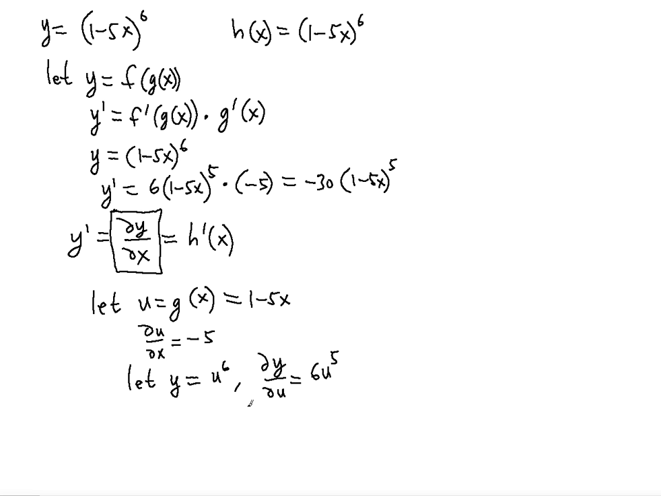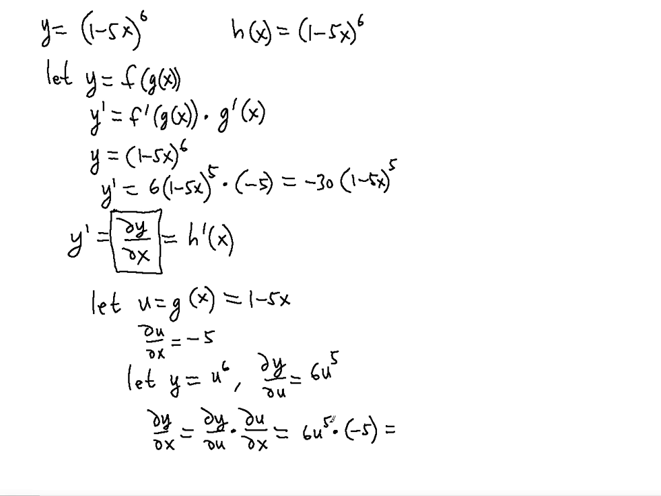So basically now to find dy dx, dy divided by dx, we simply follow the rule of having dy over du multiplied by du divided by dx. And notice how the du's cancel out and you are left with dy divided by dx. Now we substitute the values that we know. So dy over du is going to be 6u to the 5th multiplied by du dx, so multiplied by negative 5.